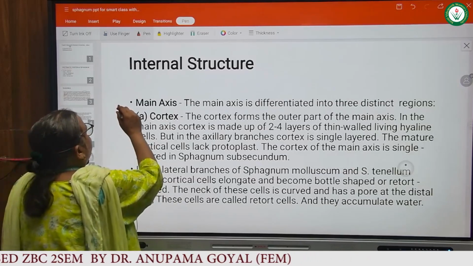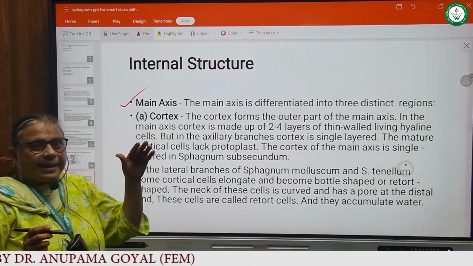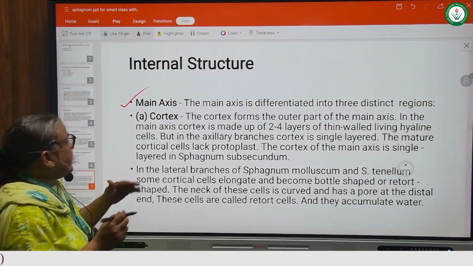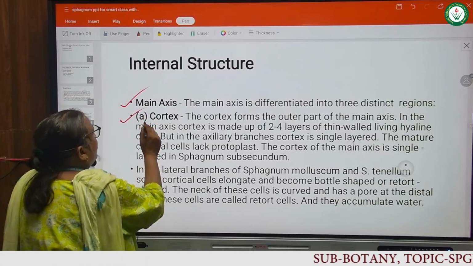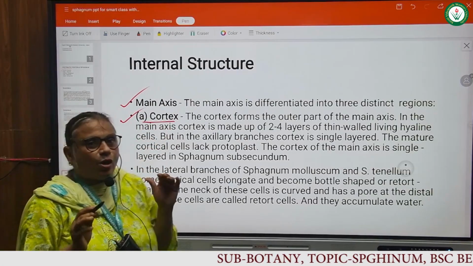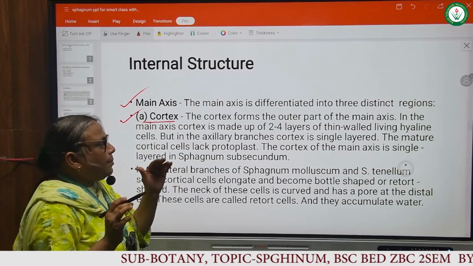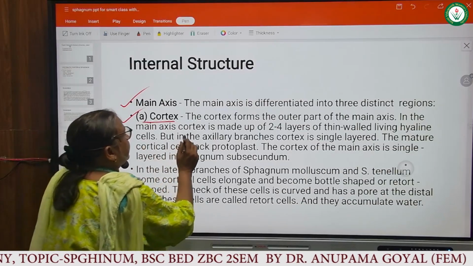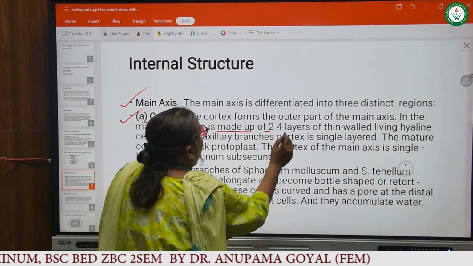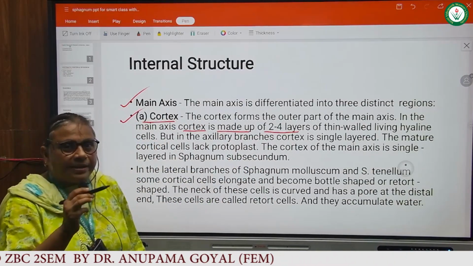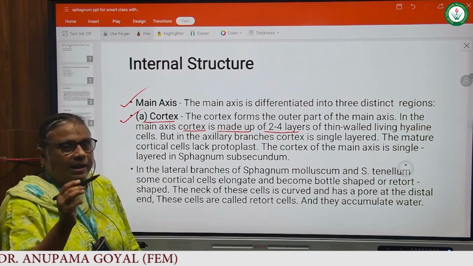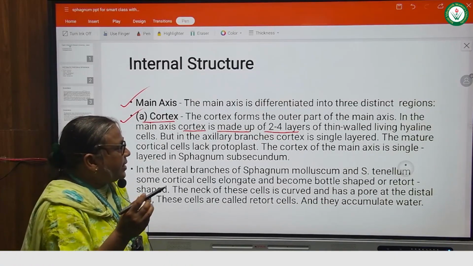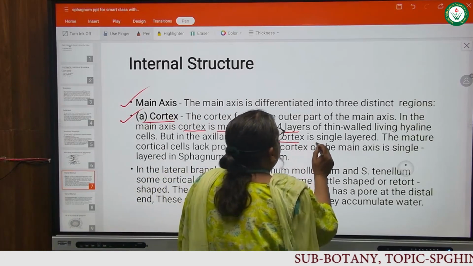Now I talk about the internal structure of sphagnum. First of all, the main axis. The main axis of sphagnum is differentiated into three distinct regions. First is the cortex. The cortex forms the outer part of the main axis. In the main axis, the cortex is made up of 2 to 4 layers of thin-walled living hyaline cells, but in the axillary branches, the cortex is single-layered.